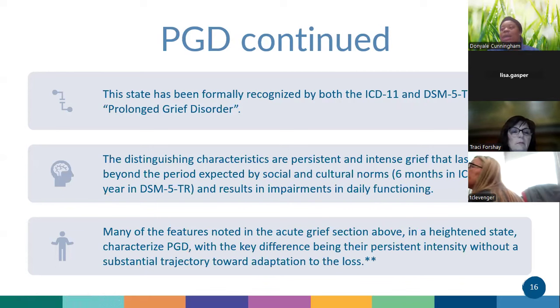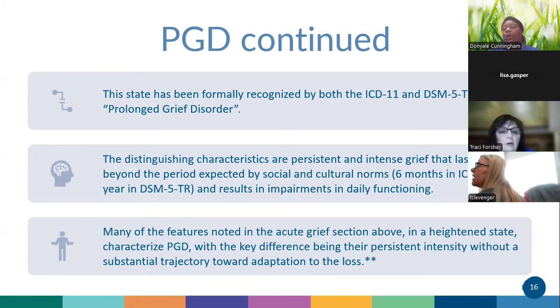Now, in grief, healing is stalled. Bereaved individuals who have prolonged grief disorder appear frequently frozen in grief. Persistent with intense grief, lasting more than what is considered typical by social norms. So, with the ICD 11 defining this period at least 6 months, and then the DSM 5 TR at least 1 year following the loss. Now, many of the features noted in the acute grief section above in a heightened state characterized by prolonged grief disorder. Now, with the key difference being the persistent intensity without a substantial trajectory towards adaptation of that loss.